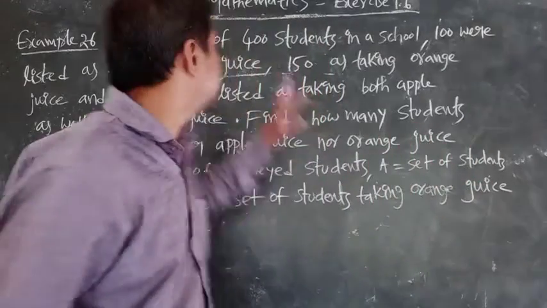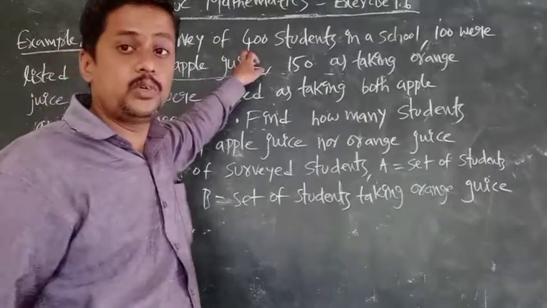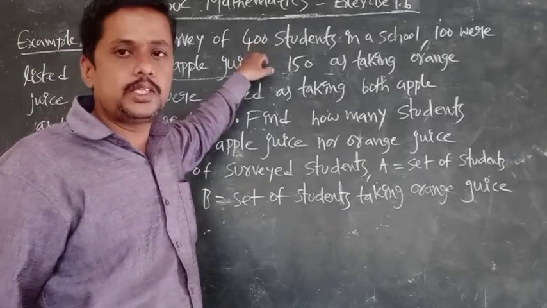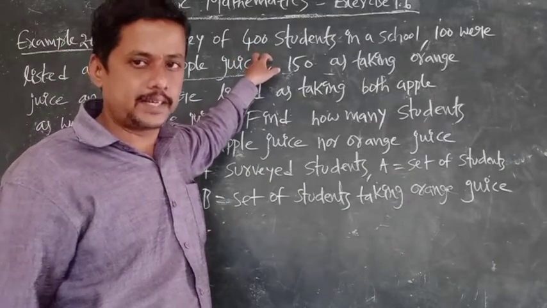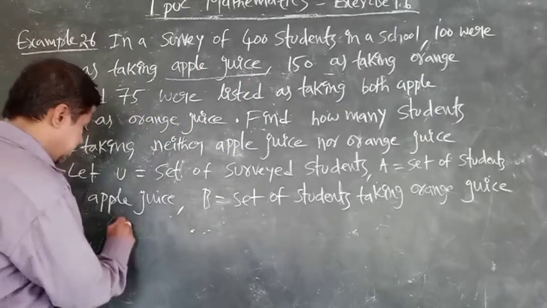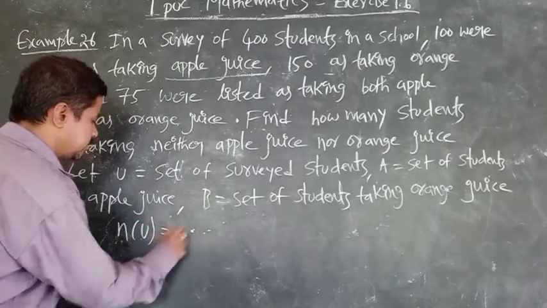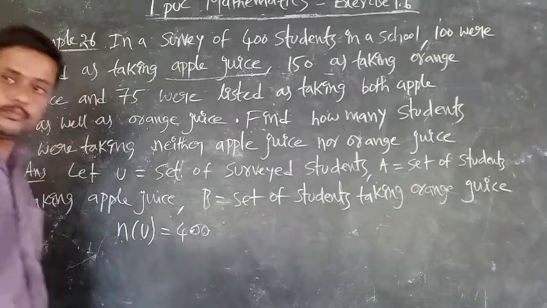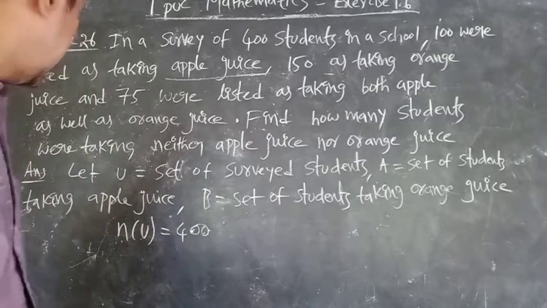So that's why you should not consider this one as union. You should not consider this as union; consider it as the universal set. So therefore n of U must be considered. n of U is equal to 400. Okay?